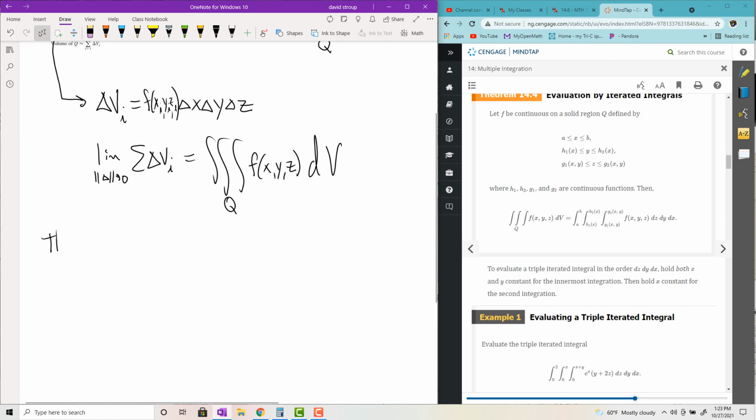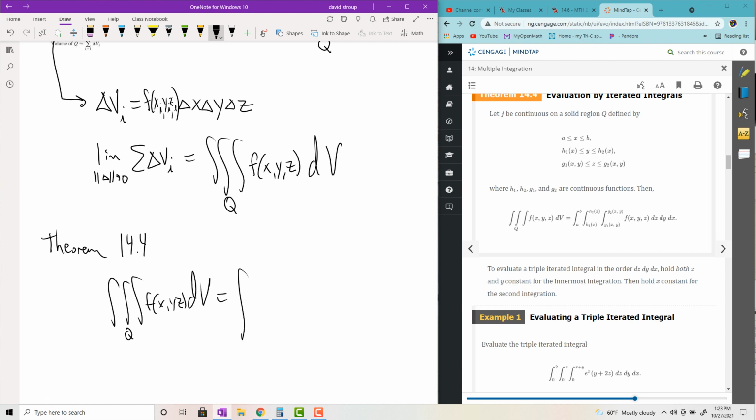So we have this theorem 14.4, which is kind of like Fubini's theorem now, but for triple integrals. And the way I think of these triple integrals is surface to surface, then curve to curve, and then point to point. So surface to surface, surface 1 to surface 2, the bottom surface to the top surface.